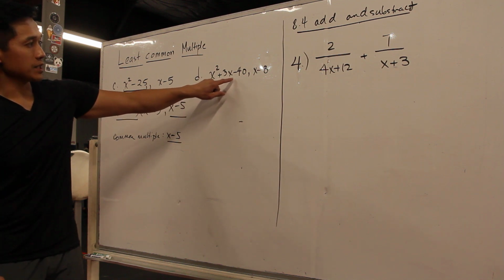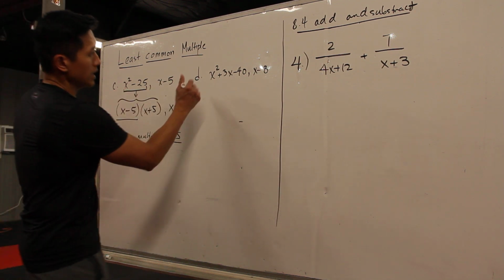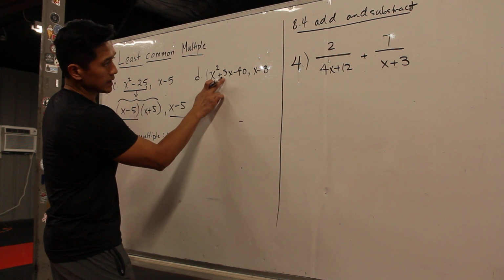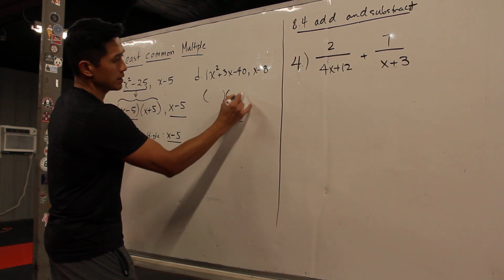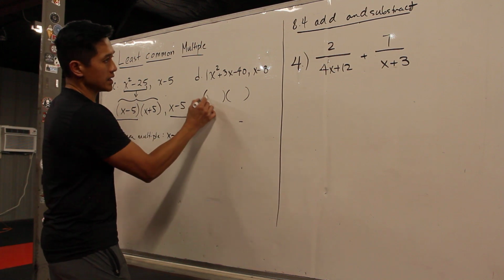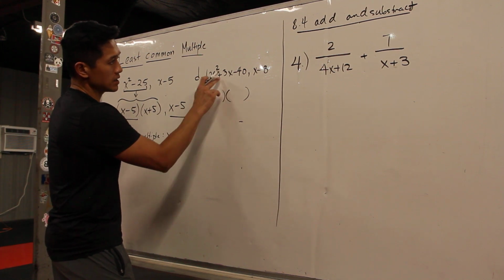X squared plus 3x minus 40. I'm going to break it apart. I have a 1. This is my A. That's my B. That's my C. I break this apart as x. Now it's minus 40. This is a plus 3.